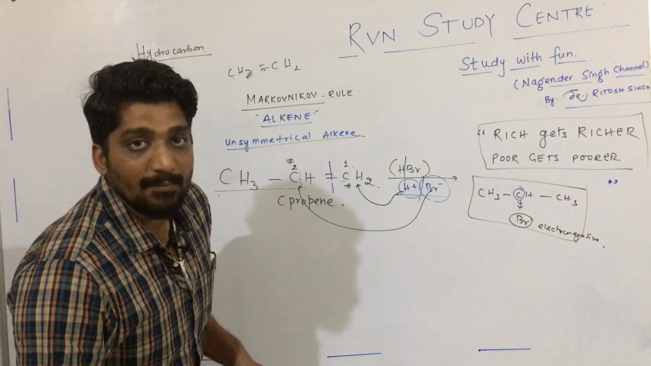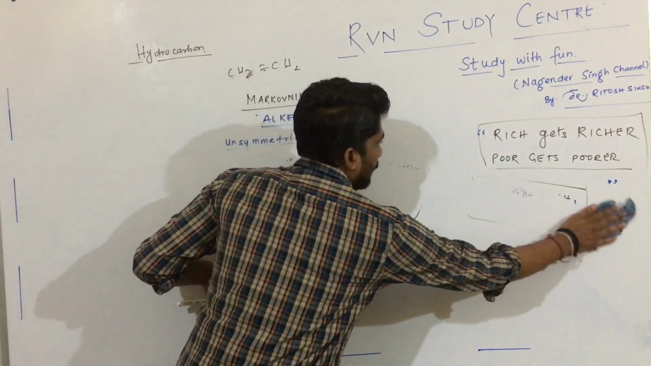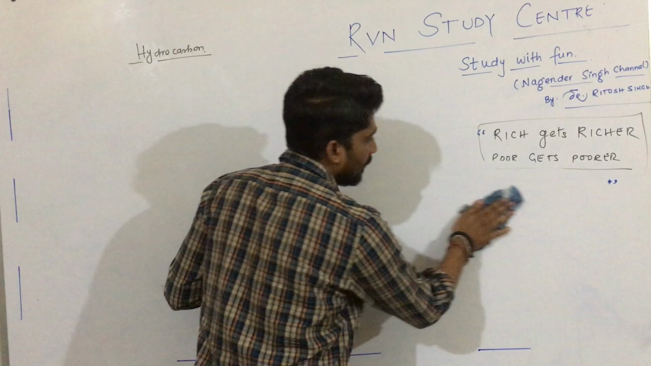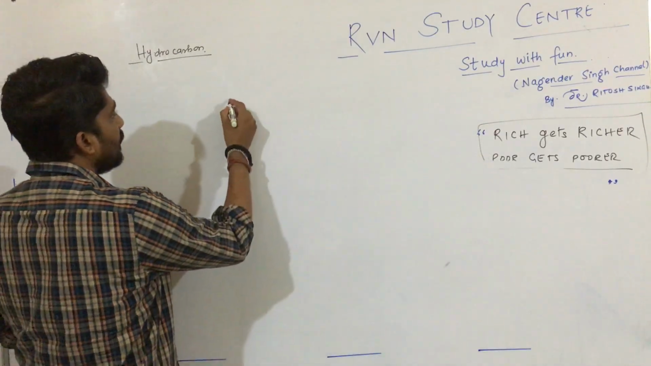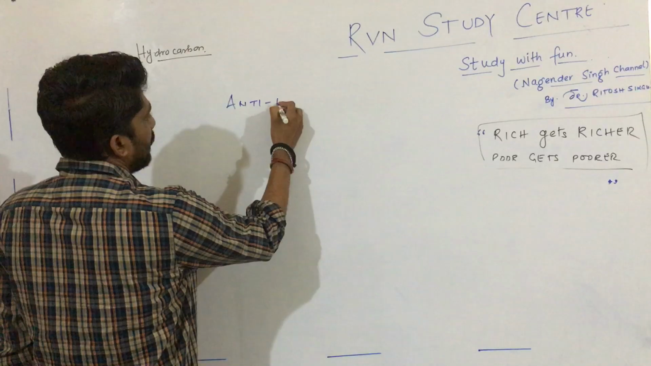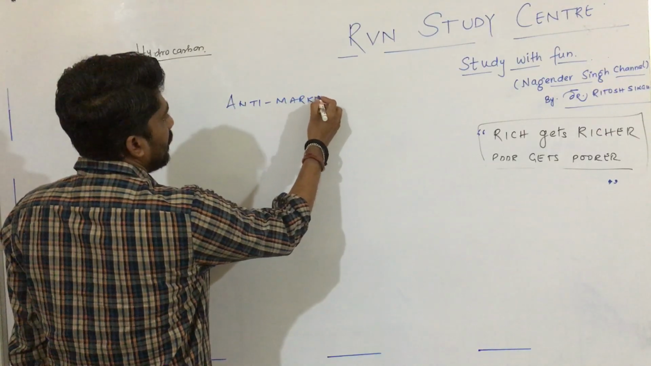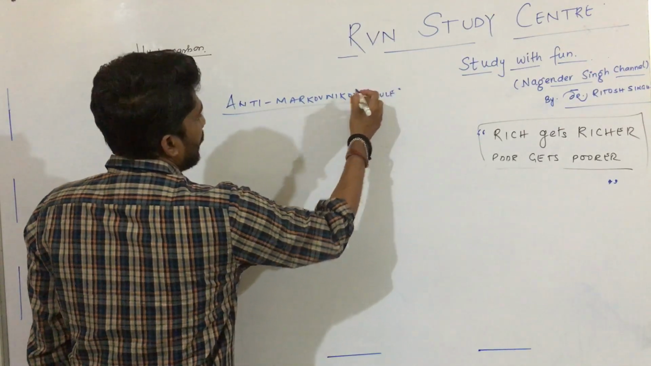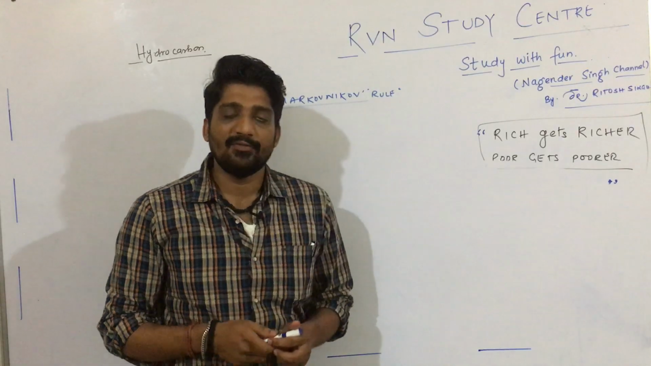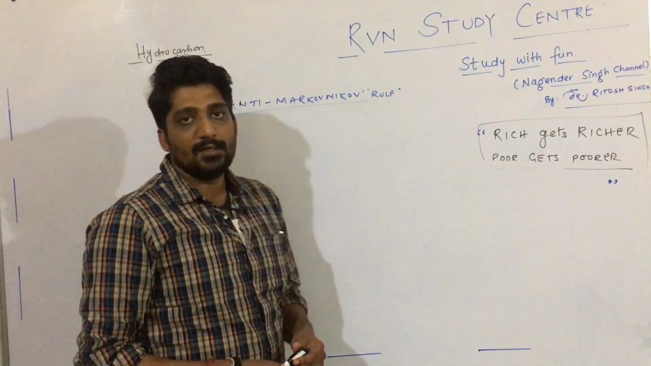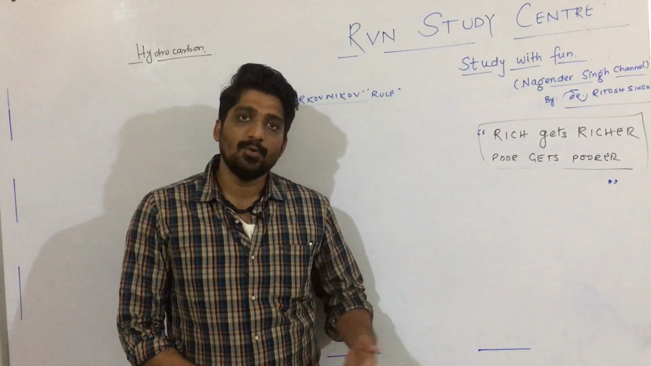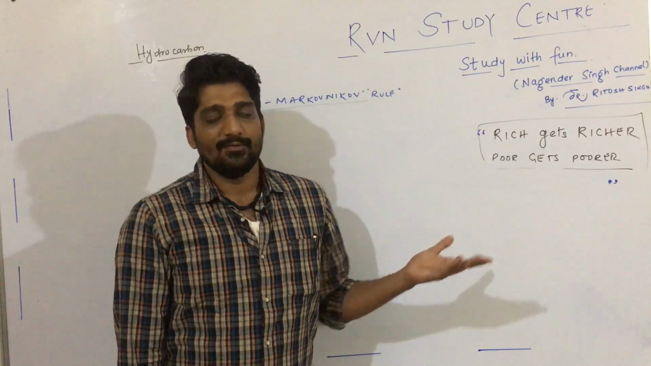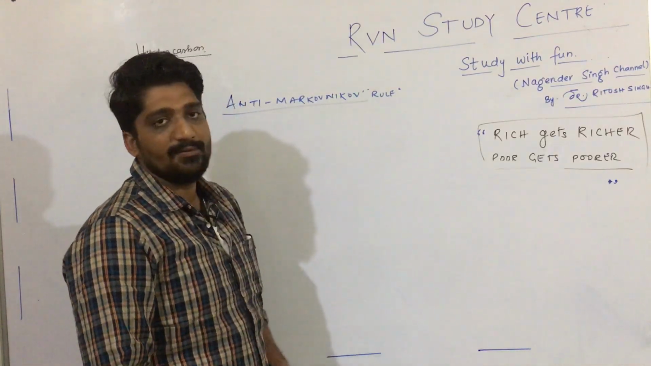Now let us see the anti-Markovnikov rule. So what is the anti-Markovnikov rule? You can't see this rule in day-to-day life, as I believe, because the magnitude of corruption in India is so much that we are not going to see this rule in real life. But because we are talking about organic chemistry, let's see what the rule is.